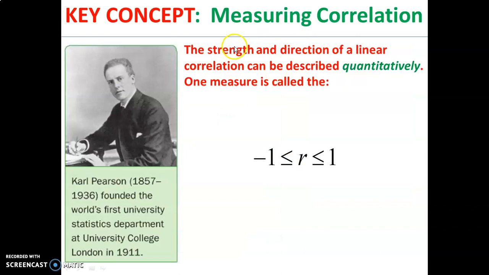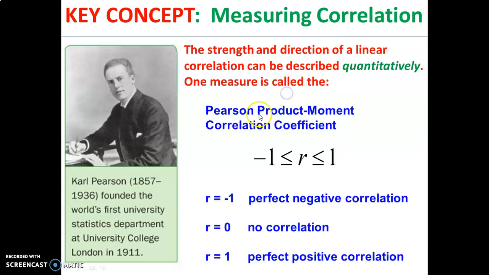So now the key point for this lesson, measuring correlation. There is a measure for linear correlation. It is called the Pearson product moment correlation coefficient. It also is known as the R value, and the value R can take is anywhere between -1 and 1 inclusive. It was created by Karl Pearson, who is the founder of the first university statistics department, at University College in London in 1911.